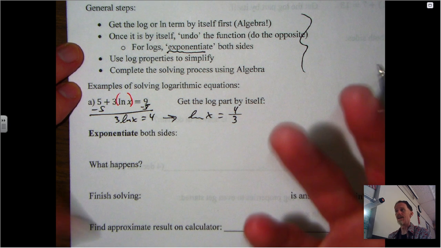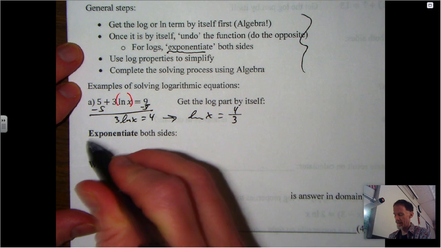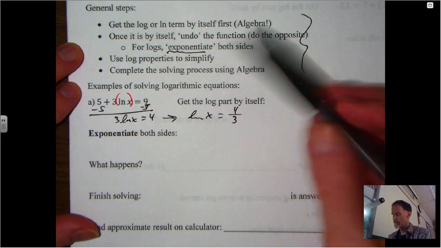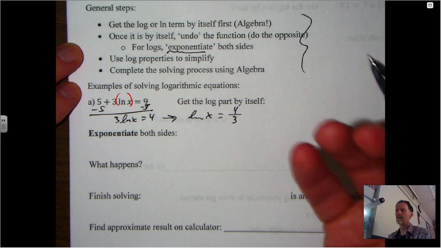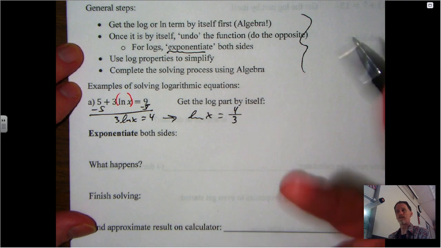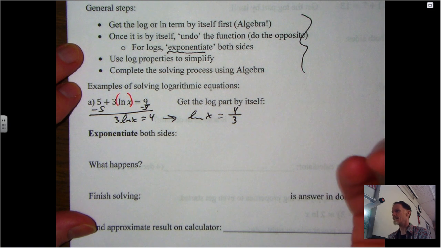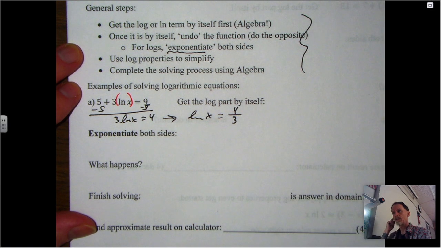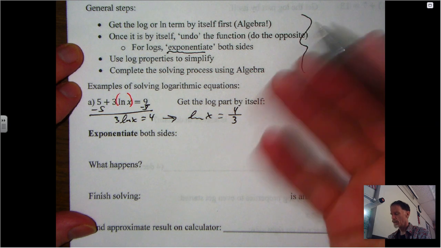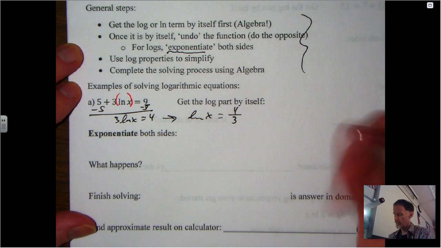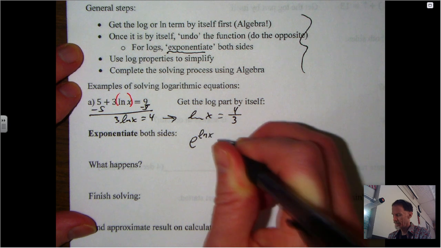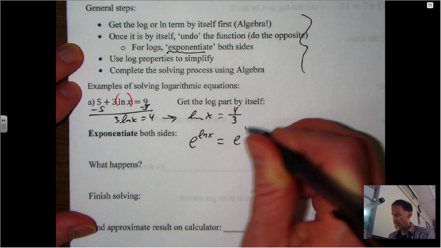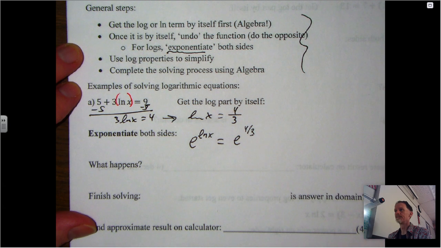Now here's this new word of the day, exponentiate. Really what this means is you take whatever the base is, and for these, a lot of times we're just going to use ln. So the base, if you remember from the definition, is e, Euler's number. So we're going to raise both sides to the e power. The way that would be written is e to the ln x equals e to the 4/3. It's a process of exponentiating.